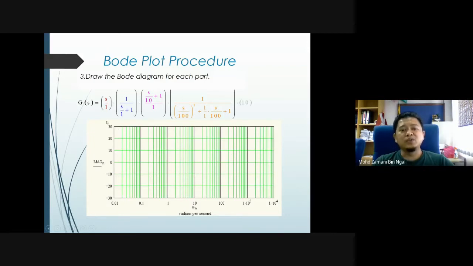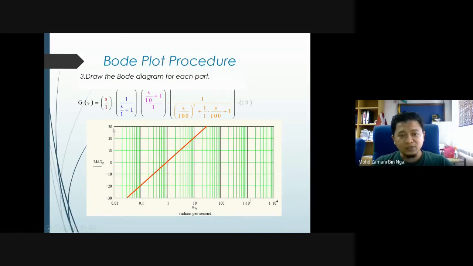Okay, right, so we go for the red one first. It shows here S over 1. So where is 1? 1 is here. For S over 1, without S plus anything, it is S plus 0. So you will have this line, a straight line upward, because the S is at the numerator, upward, straight from the beginning until the end. It will pass 0 decibel, see, the 0 decibel at the value of 1.